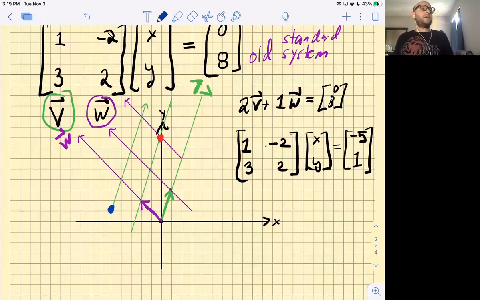Okay, who can tell me how many V's and W's I need to get to negative 5, 1? How many green and purple arrows do you need? Just from looking at this picture. By the way, tilt your head. One thing you can do is tilt your head and look at the new grid. Maybe I shouldn't have done it in different colors. Maybe I should have done everything in purple. I think maybe the green and purple makes it a little bit confusing. Yeah, tilt your head and look at the new grid.